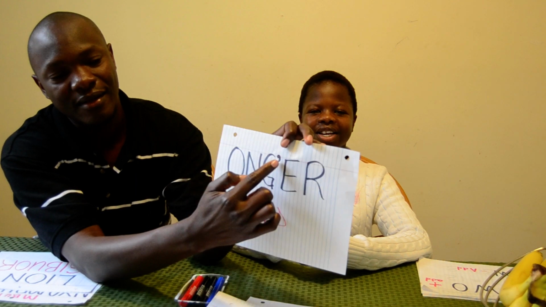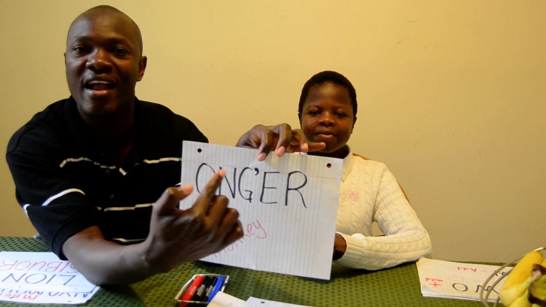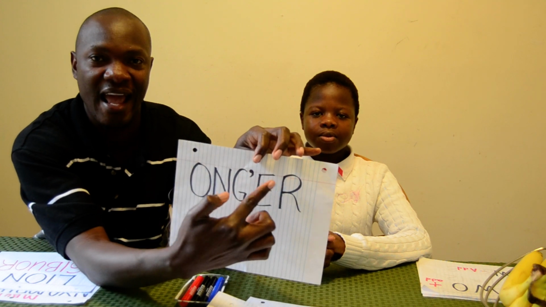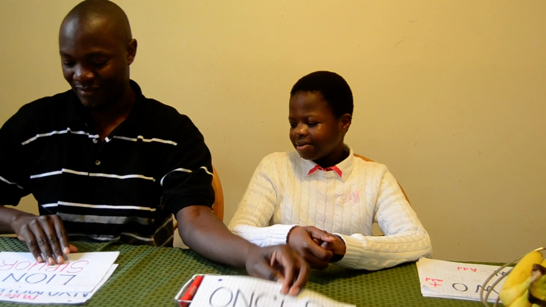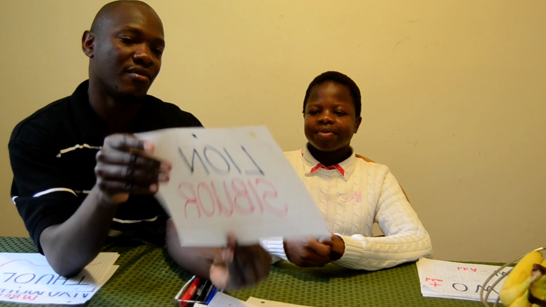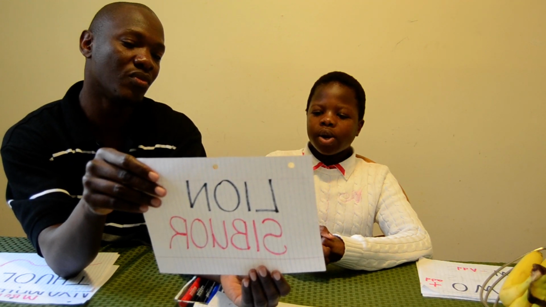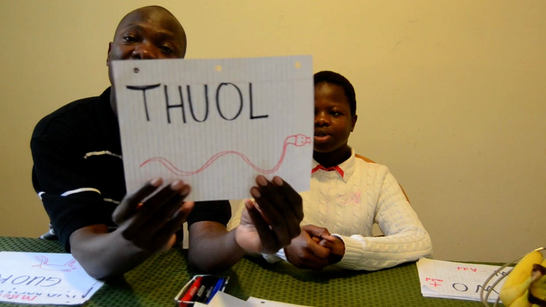Ong'er. Exactly. You see the apostrophe here? So that is o ng. Ong'er. Say it together. Ong'er. Good. A lion, you'd call a lion sibuor. How do you say? Sibuor. Correct.